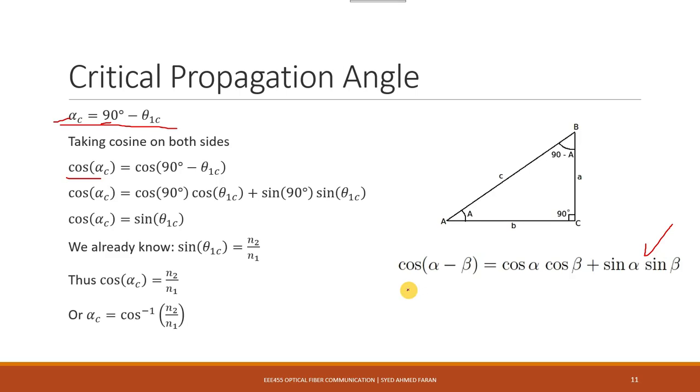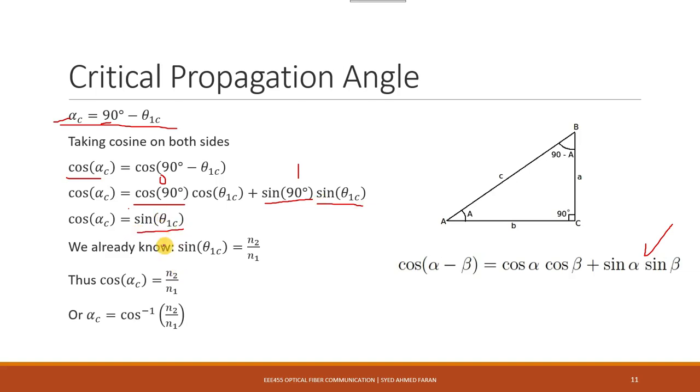It's a very basic identity, I'm sure you all remember it. So using this identity I can simplify this right hand side, and now on the right hand side I have cos 90 which is equal to 0, and I also have sin 90 which is equal to 1. So on the right hand side I'm only left with sin theta.